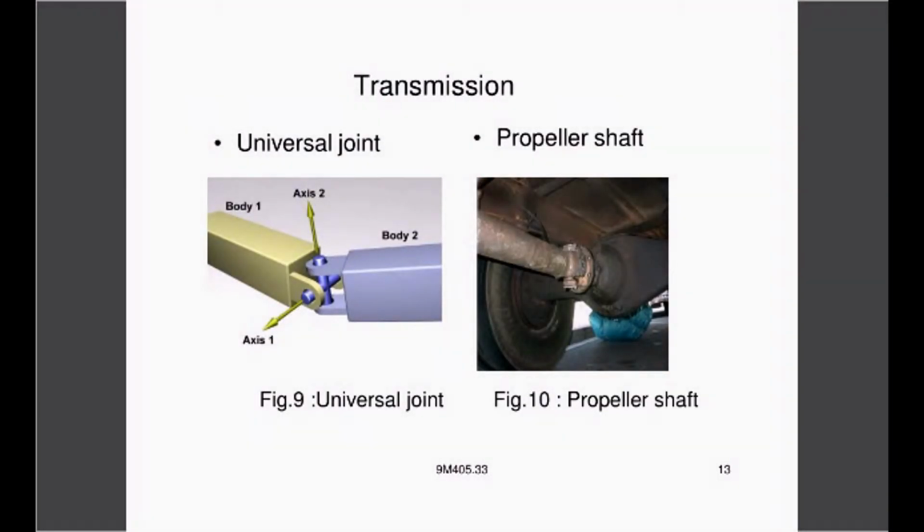So these are the other components of the transmission system. First of all, the motion is transferred from the engine to the gearbox by means of the clutch, and from the gearbox the motion is transferred to the propeller shaft by means of these universal joints. These universal joints are used to transmit motion in any direction. And this is the propeller shaft. This propeller shaft is used to connect the gearbox to the differential, which is on the back axle or rear axle of the vehicle.